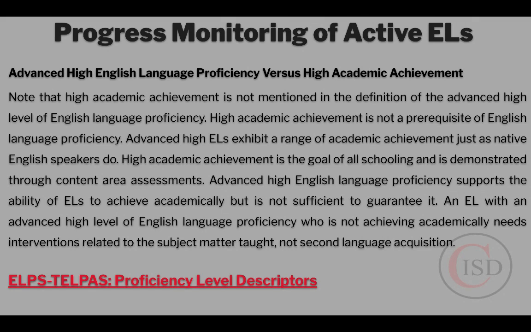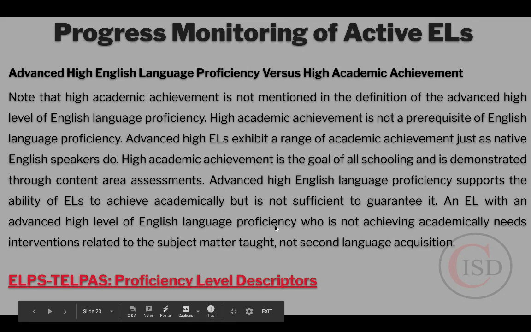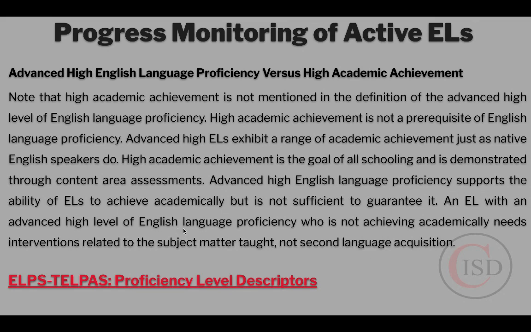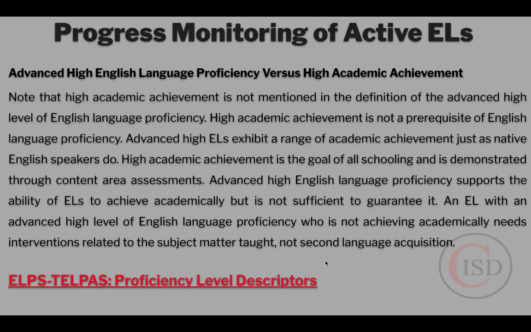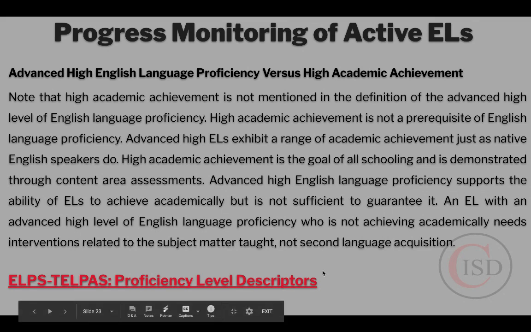An EL with an advanced high level of English language proficiency who is not achieving academically needs interventions related to the subject matter taught, not second language acquisition. And if this is the case, with anyone, you always have your campus ESL facilitator to talk with you through and help you with English learners in all these areas. But if you have one who is at an advanced high level of English language, but there are some discrepancies and they're not achieving academically, then those are some special conversations that they can definitely help you with so that you can determine second language acquisition and academic needs.